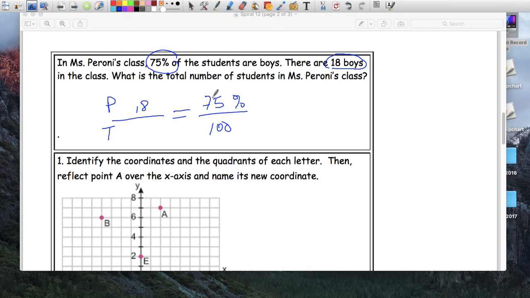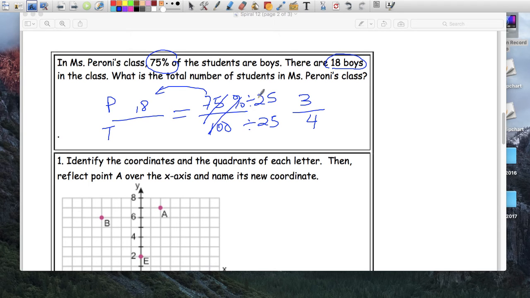Let's see, 18 to 75, no relationship. I'm sorry, 75 to 18, because we're going this way. So let's simplify this. 75 over 100, I'm going to divide that by 25. 75 divided by 25 is 3. Divide the bottom by 25. 100 divided by 25 is 4. So this is my new ratio. 75 over 100 is now 3 over 4.